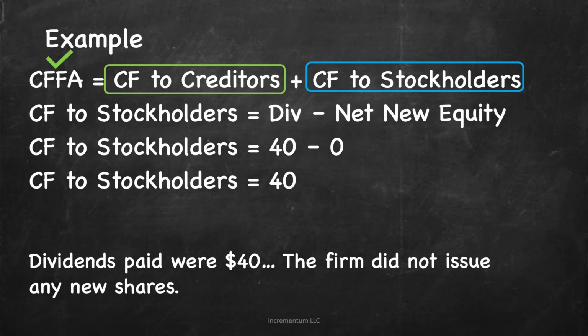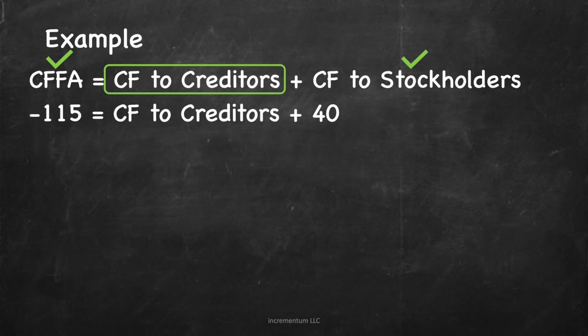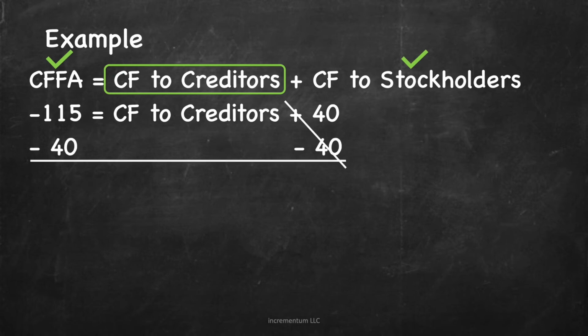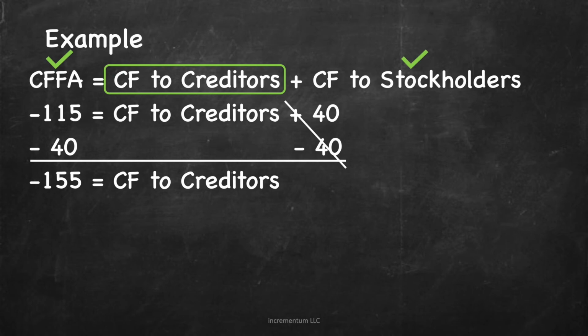So now we know that the deficit in this cash flow from assets is going to have to be financed by our creditors. Now that we have cash flow to stockholders, let's go ahead and calculate cash flow to creditors and see how much they allowed us to borrow. We know that that deficit in cash flow from assets is now going to have to be financed by them. So we already know it's going to end up being a negative number. Our cash flow from assets we calculated earlier to be a negative $115, and we just calculated cash flow to stockholders to be positive $40. So to solve for cash flow to creditors, we use algebra and subtract the 40 from both sides. It cancels out on the right-hand side, and we're left with cash flow to creditors is equal to a negative $155.